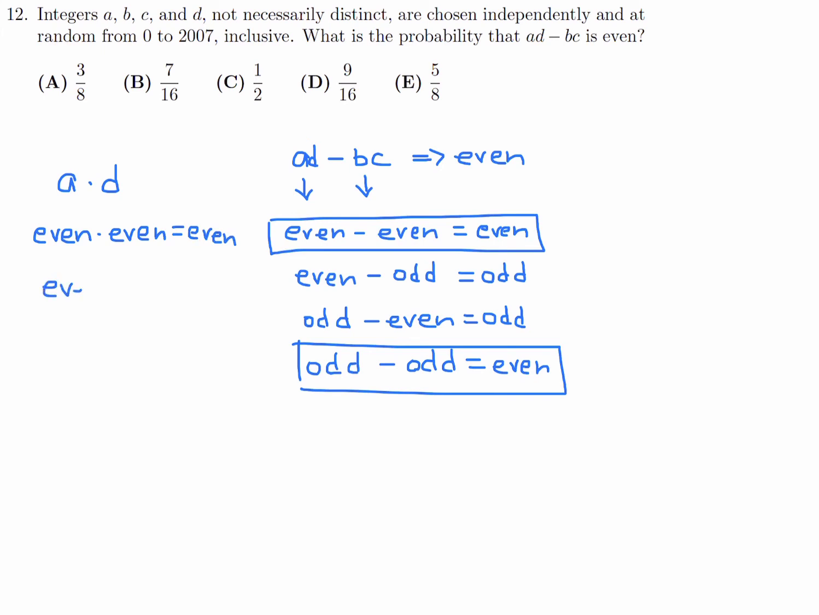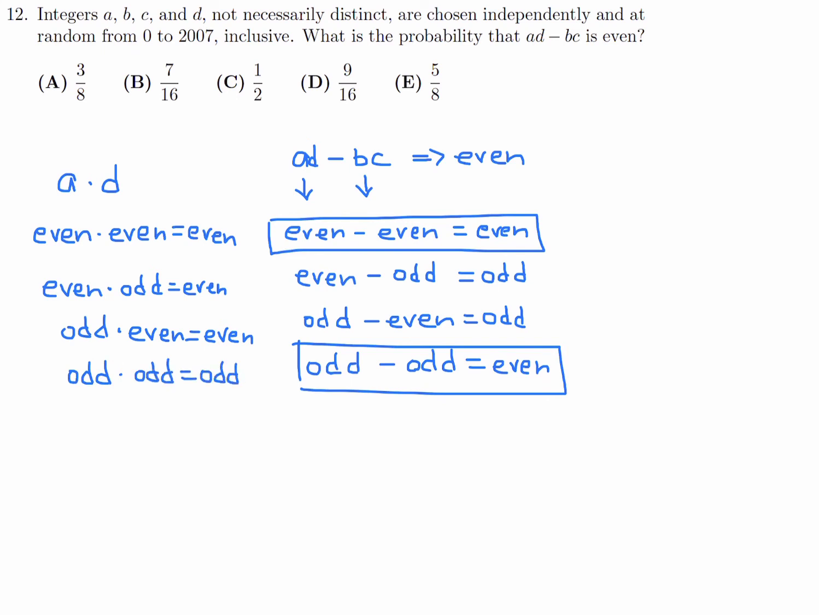How about even times odd? That is going to be also even. Odd times even, where A is odd and D is even, that would also be even. And finally, if you have both numbers odd, and you multiply them, that would give you a result that's odd.